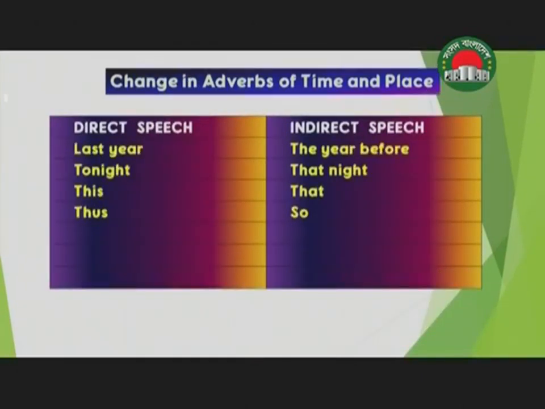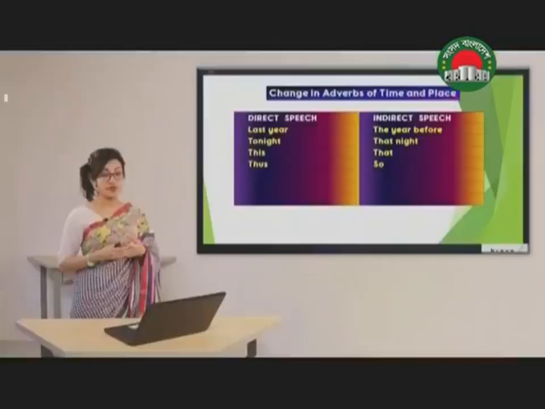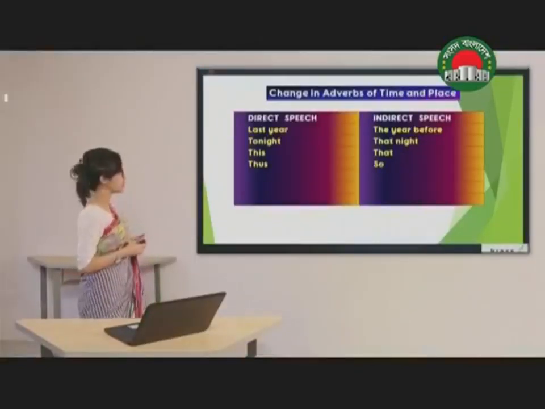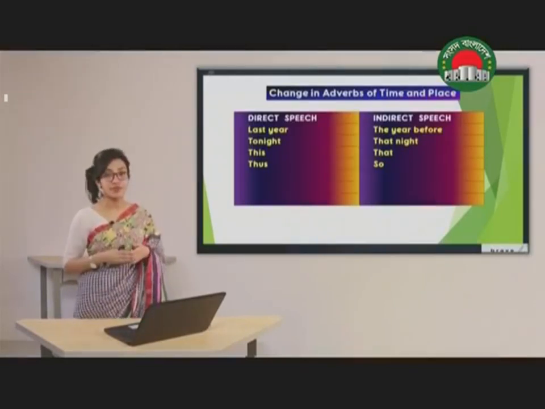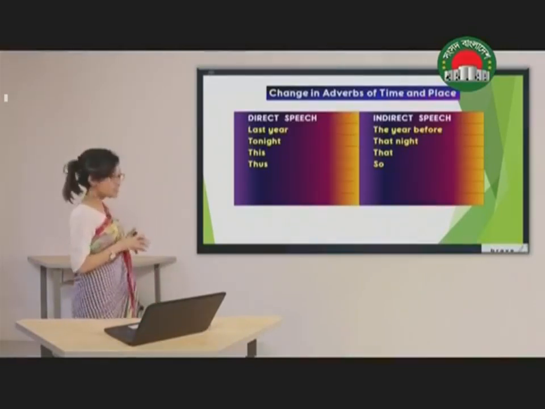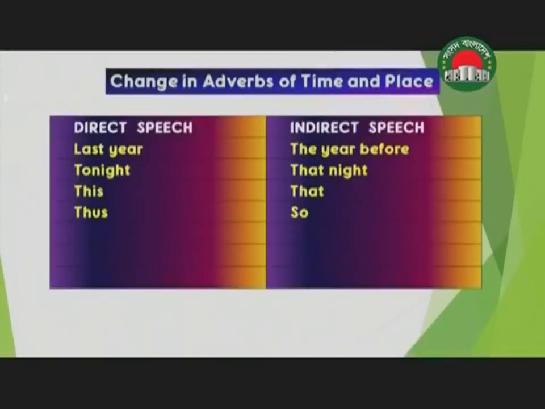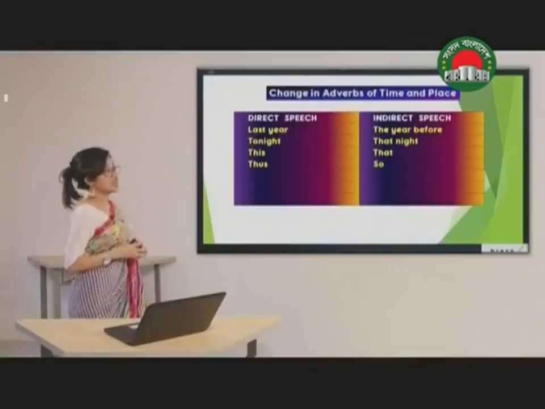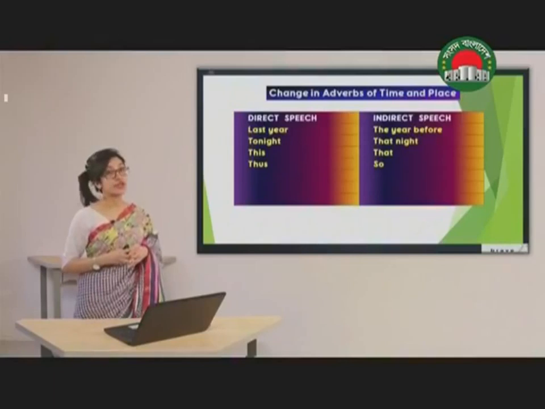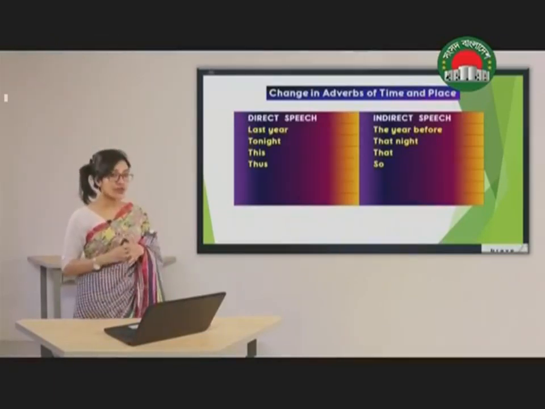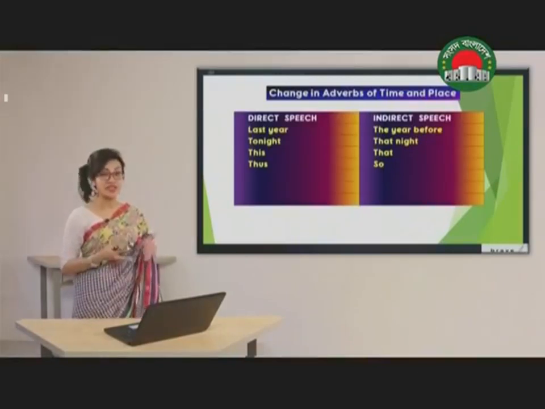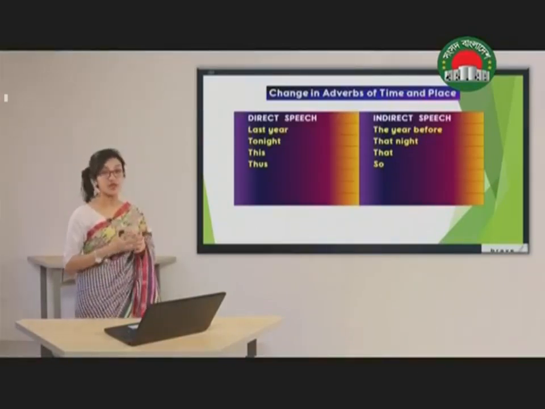So if you have last year, how you are going to change it? If you have last year in direct speech, you are going to write the year before, or you can write the previous year. If you have tonight, then it will be changed into that night. And in case of this, we are going to write that. If you have thus in direct speech, then you are going to change it into so. I think you have understood the rules well. Now let's see how is it going to be changed in case of direct speech and indirect speech.